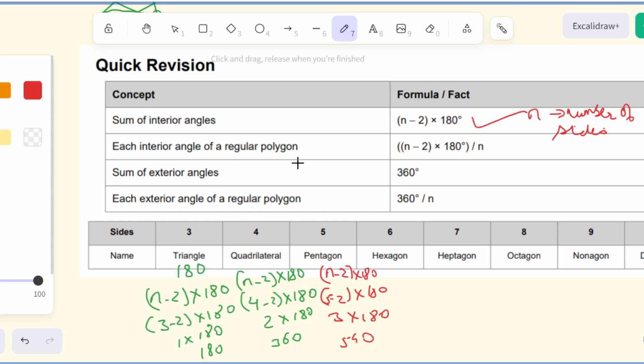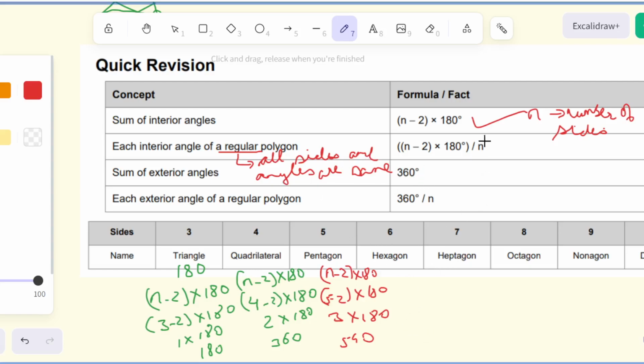Each interior angle of a regular polygon: once you get the sum, just divide by n. For example, what is each angle of a regular pentagon? What do you mean by regular? A regular polygon is a polygon which has all the sides and angles the same. You can write it down. A regular polygon means all sides and angles are the same.